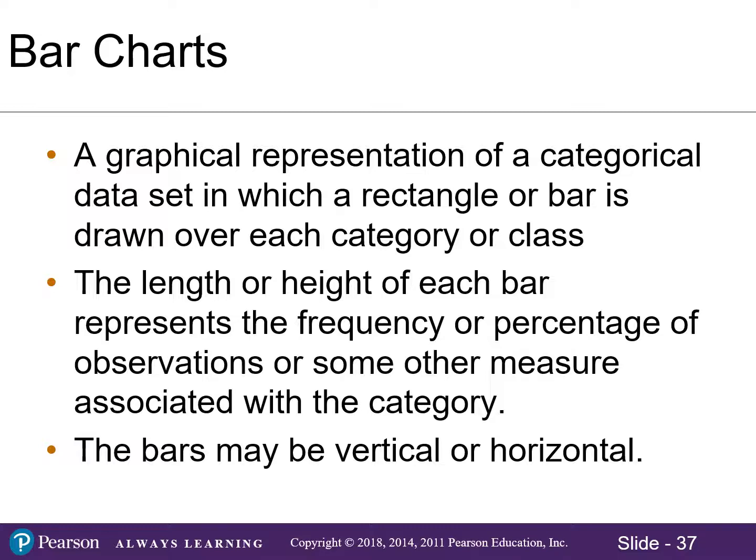Anyway, so categories are made by looking at groups of outcomes and possible outcomes. Categories are always going to be countable when it comes to categorical data. Like I said, the height of each bar, if you're doing a vertical one, or if you're doing a horizontal one, the length of each bar represents how frequent or relatively frequent each observation is. You've probably seen a bar chart before.